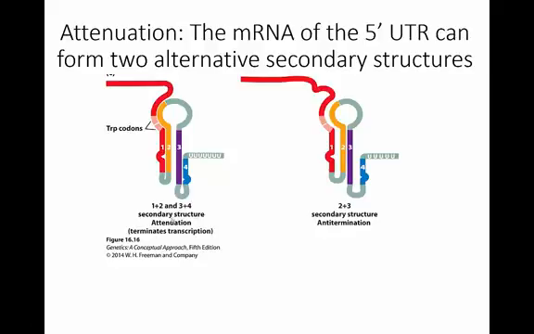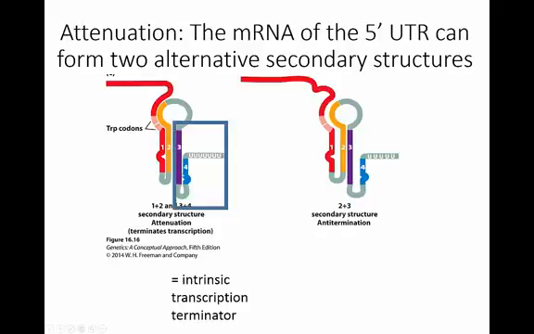The first way is that if the 2 region is not available to pair with the 3 region, the 3 region is going to pair with the 4 region. If the 3 and 4 regions base pair with each other, that forms a transcriptional terminator. Here is that intrinsic transcriptional terminator we talked about previously: a hairpin loop followed by a string of U's. If this structure forms, you're going to stop transcribing that operon.